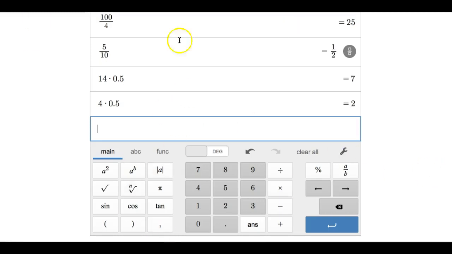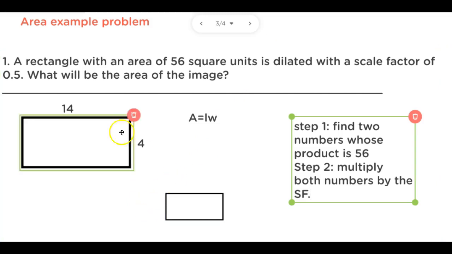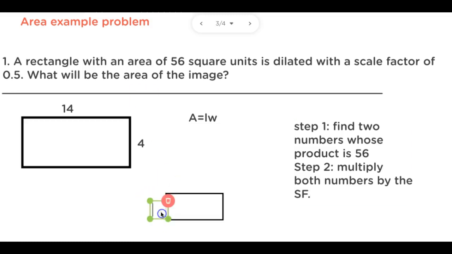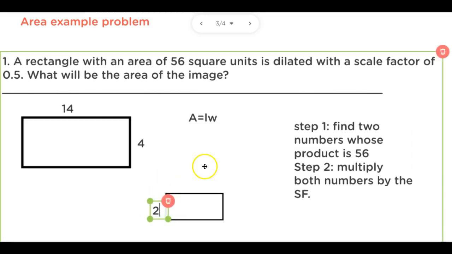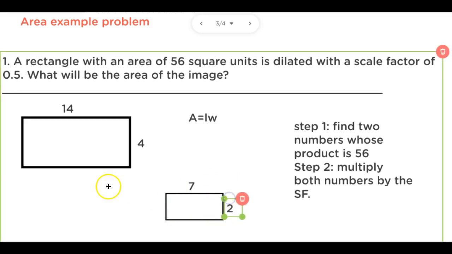That lets me know that this side is going to be 2, and then this side is going to be 7. I guess technically I could have put the 2 over here, but remember, we know that the other side is 2 as well.